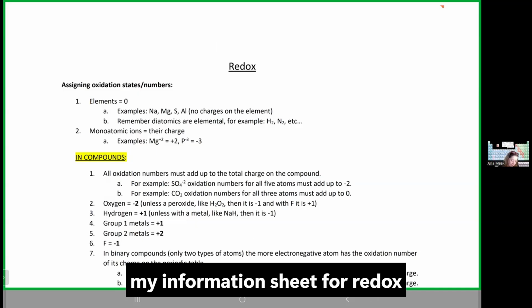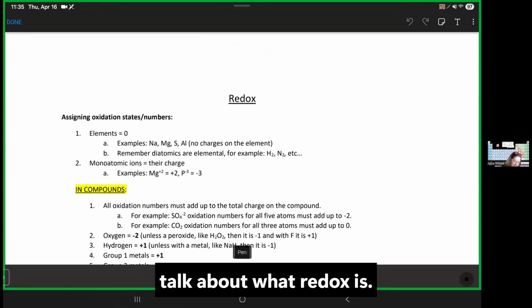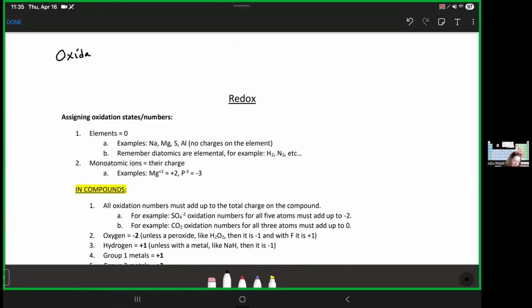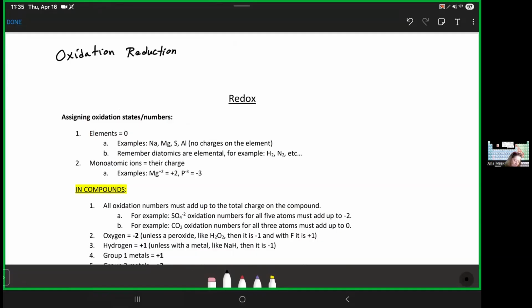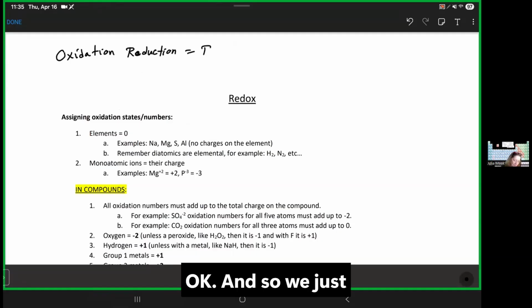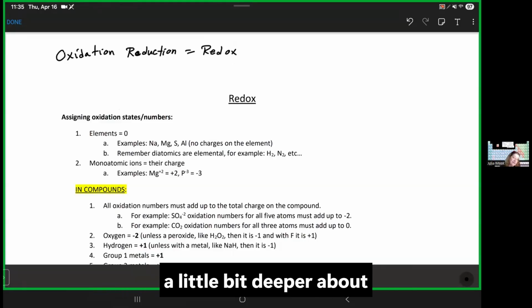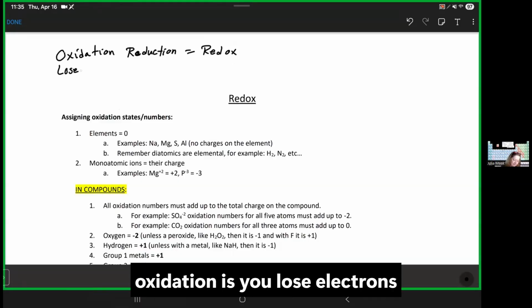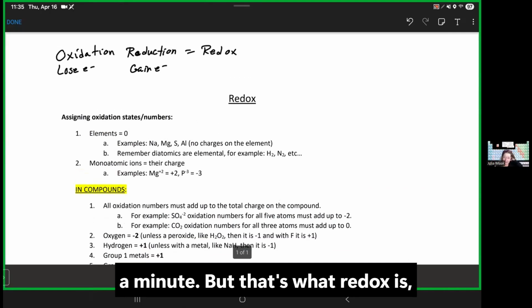Okay, so we're looking at my information sheet for redox reactions. First, let's just talk about what redox is. Redox is oxidation and reduction. We just shorten that to redox: reduction, oxidation. We'll talk a little bit deeper about this in a minute, but oxidation is you lose electrons, and reduction is gain electrons.